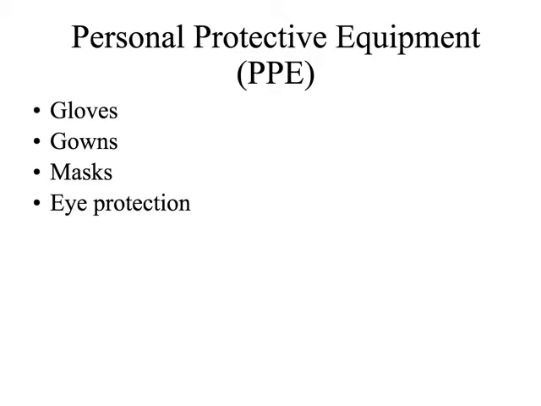The main form of personal protective equipment that students should be familiar with is our gloves. So anytime that we come into contact with secretions or excretions, and this is the fun stuff, sputum, urine, feces, wound drainage, we need to be wearing disposable gloves. These gloves should be removed before leaving the patient's room, and the hands should be thoroughly washed.